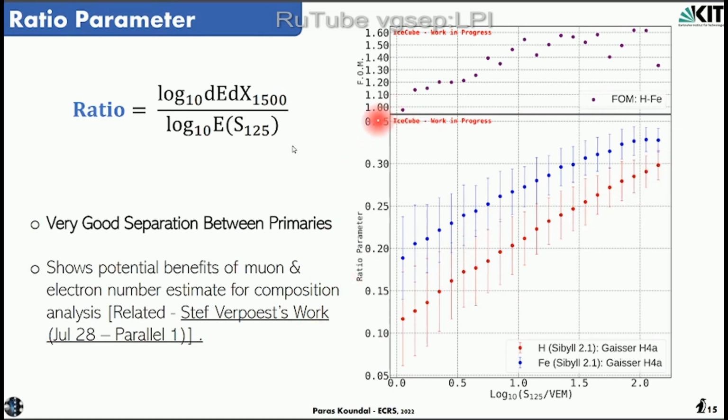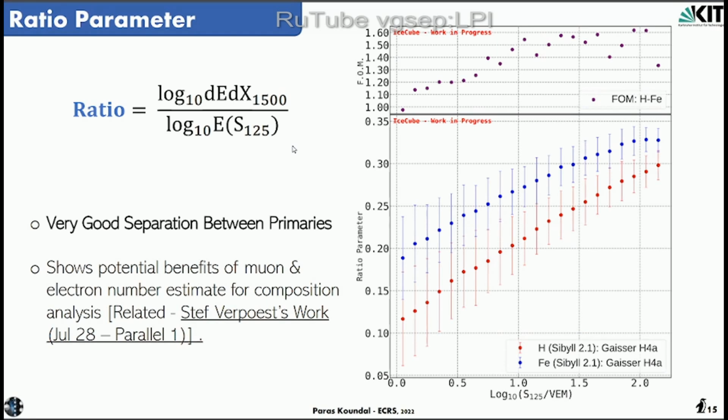And as you can see by the figure of merit, it becomes better and better as you go higher in energy. And this again shows the potential of just rough estimates of electron number and muon number. And as I told you before, Steph will go into more detail on how we can estimate these better.